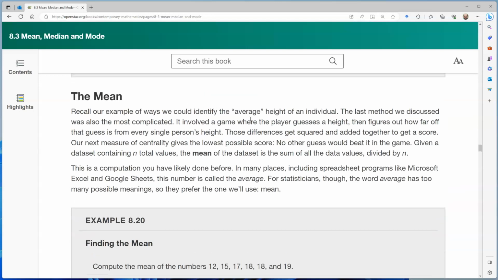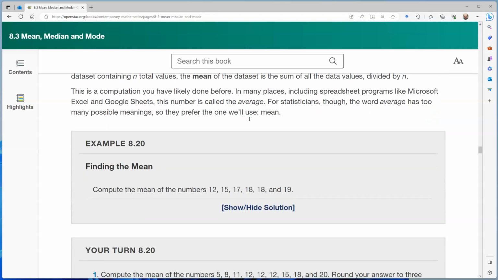And then finally, we have the mean. The mean of a data set is the sum of all the data divided by n. So you add everything up, and then you divide it by the number of things there are. In this case, we would add 12, 15, 17, 18, 18, and 19, and then divide by 6, because there's 1, 2, 3, 4, 5, 6 elements.